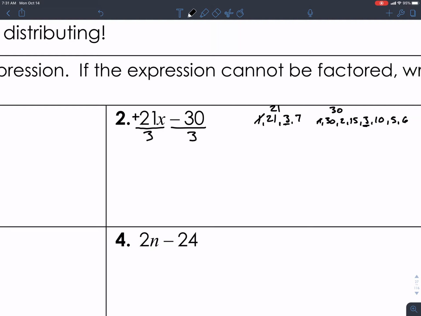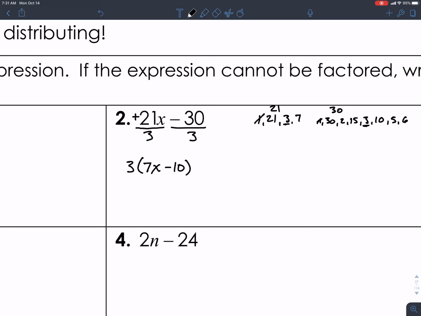Divide by 3, divide by 3. 21 divided by 3 gives me 7x. Negative 30 divided by 3 gives me negative 10. I leave that in there, and I put the number that I divided by out front. Okay? So now I want to check it.